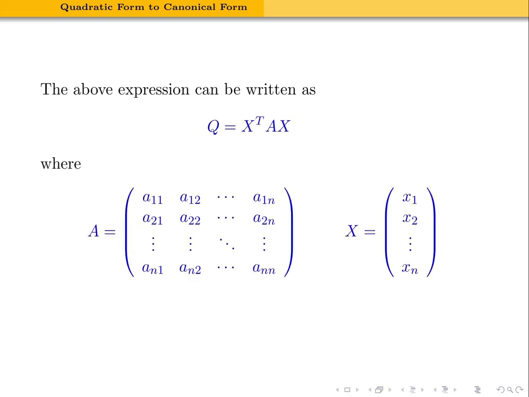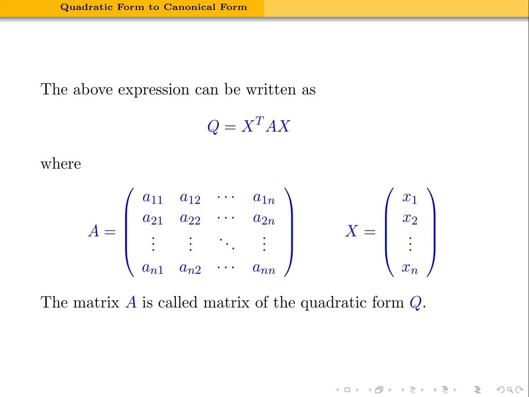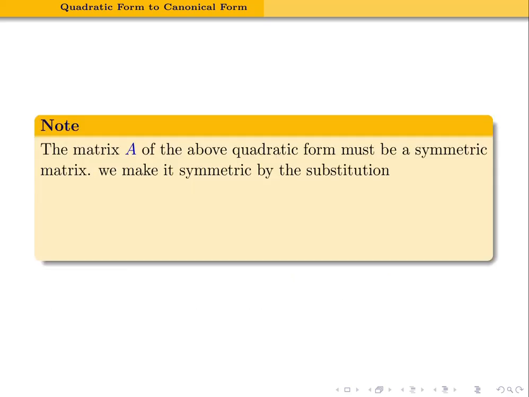The above expression can be written as Q is equal to x transpose A x, where A is equal to a11, a12 up to ann, an n cross n matrix, and x is nothing but x1, x2 up to xn, the n variables. So the matrix A is called the matrix of the quadratic form Q.